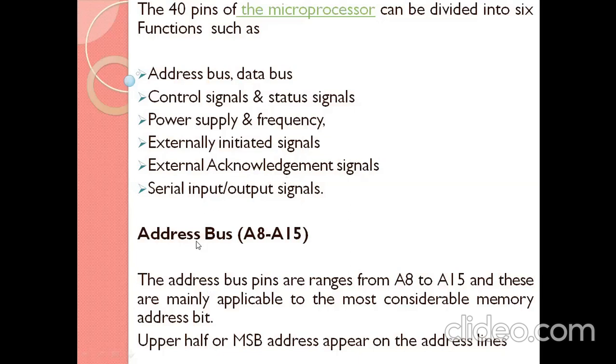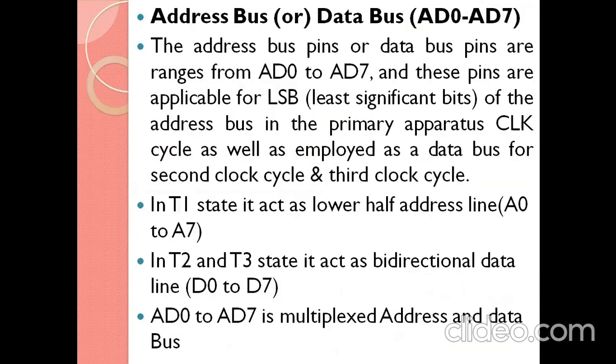First one is the address bus. There are 16 address lines available. They are divided into 2 halves: one is called the upper half, another is called the lower half. The upper half is A8 to A15. These 8 lines are used only for address purposes. Totally 16 lines are there. So the upper half is used only to transfer the address signal.